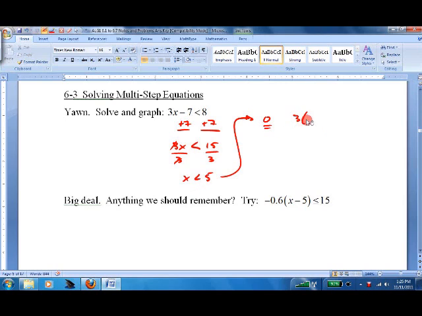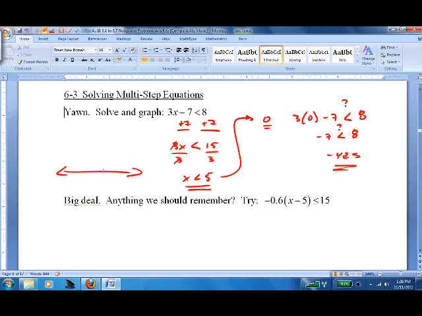So does 3 times 0 minus 7 come out to less than 8? So negative 7 less than question mark, 8. Yes, it is. So it looks like we did it right. This is our answer. And if we're going to graph, that's the simple 5. Don't fill in the circle.